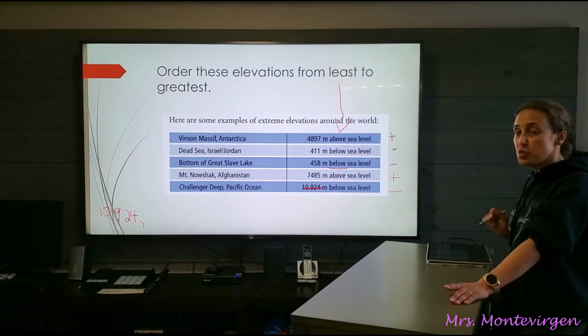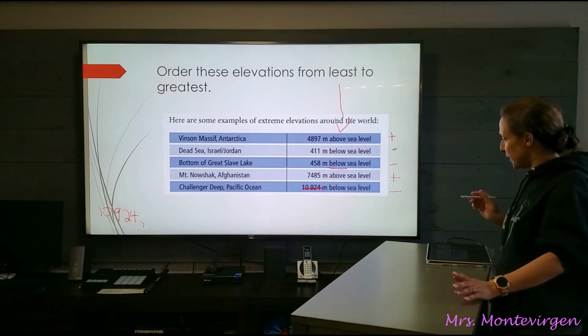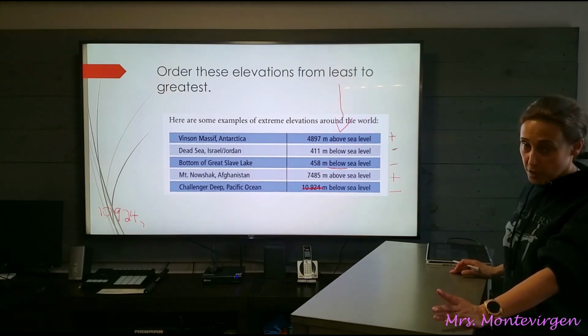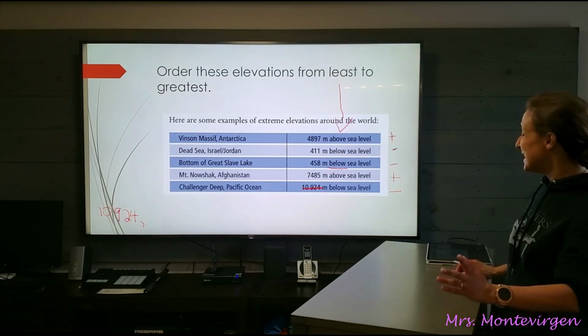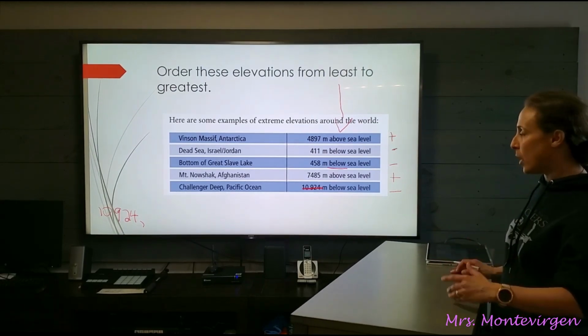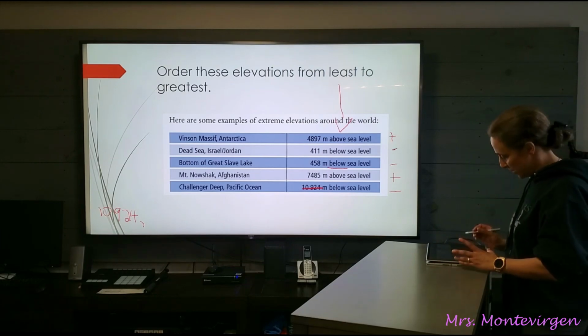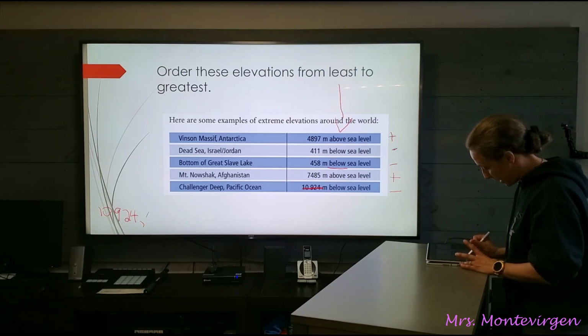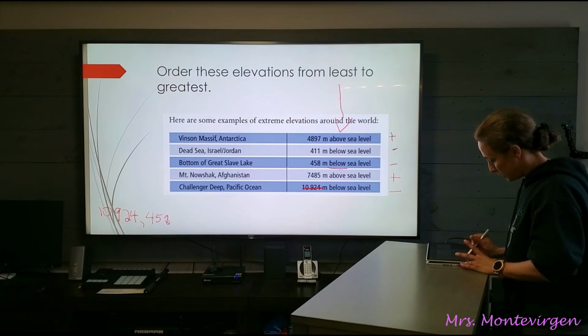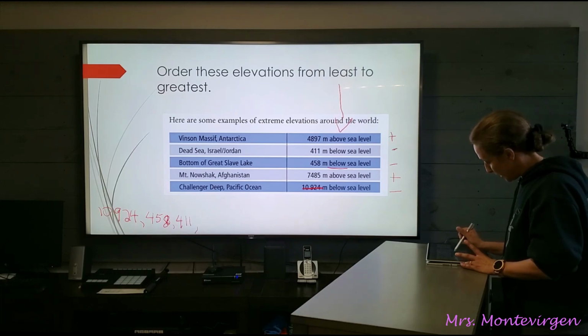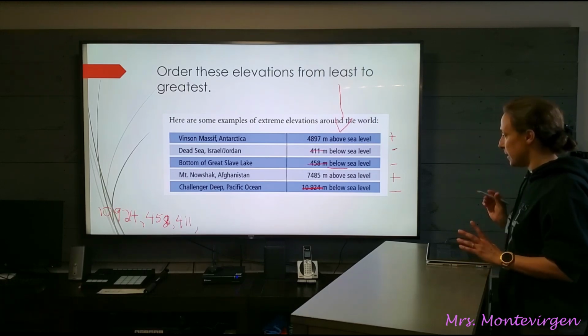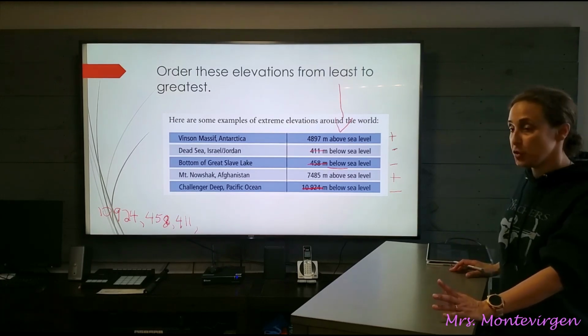Now, I have 2 other numbers left that I have to figure out: 458 and 411. Between both of those, again, I have to find out which one is furthest from 0. In this case, it's 458, so that will be my next number. It's not writing really well. And then my last one is going to be 411. So again, I can cross those out from here. Now I'm left with 2 numbers.